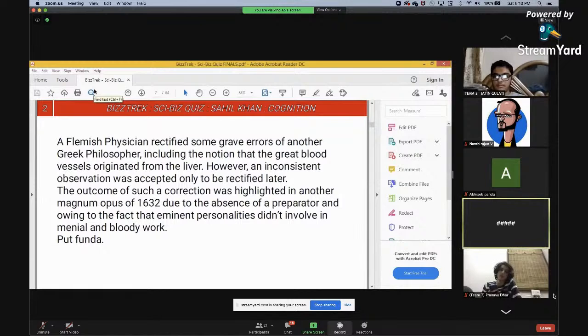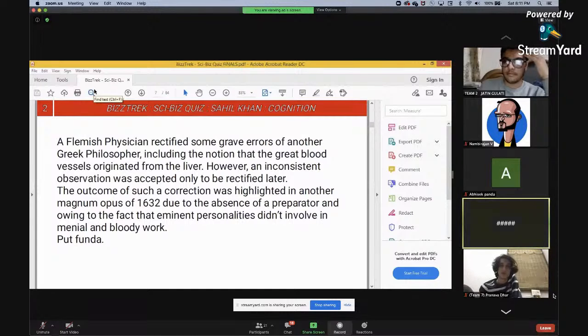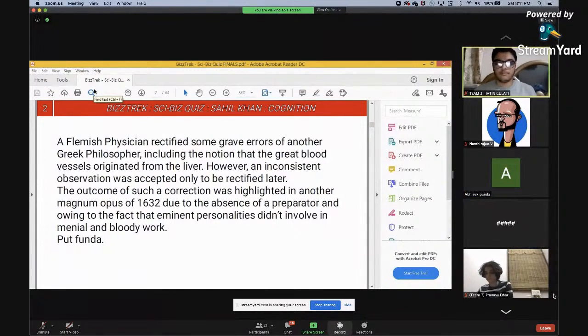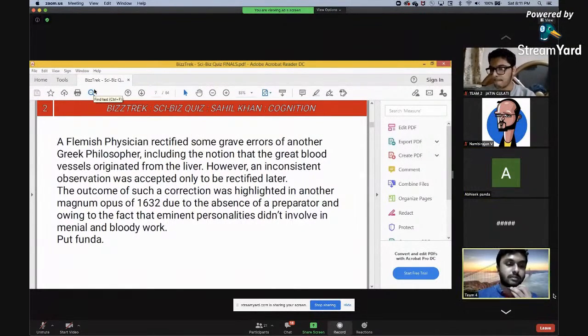The pounce closes in 5 seconds. Okay. Pounce closed. Team 2. I suppose the funda related to this is euthanasia. Okay. Team 3 has pounced. Team 4. Pass. Team 5.